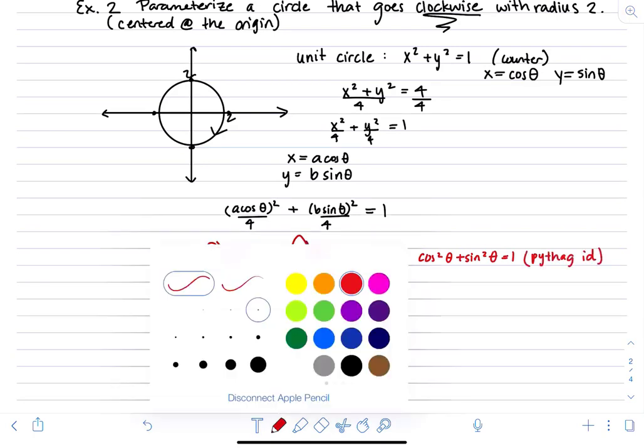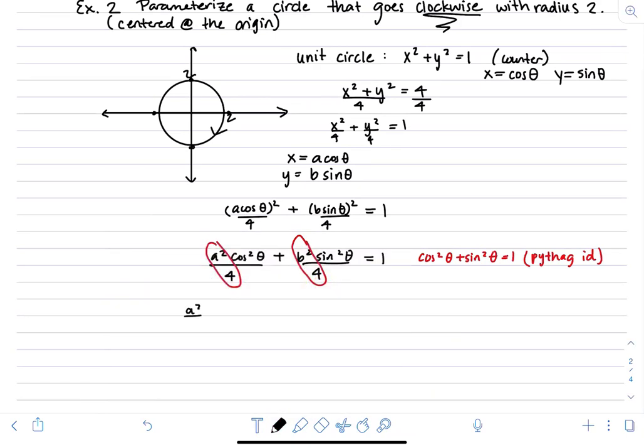So knowing that, that tells me that I want my a squared over 4 and my b squared over 4 to be equal to 1. So that means that a and b would both have to be equal to 2. Okay, so verify. Look at that equation for a second.